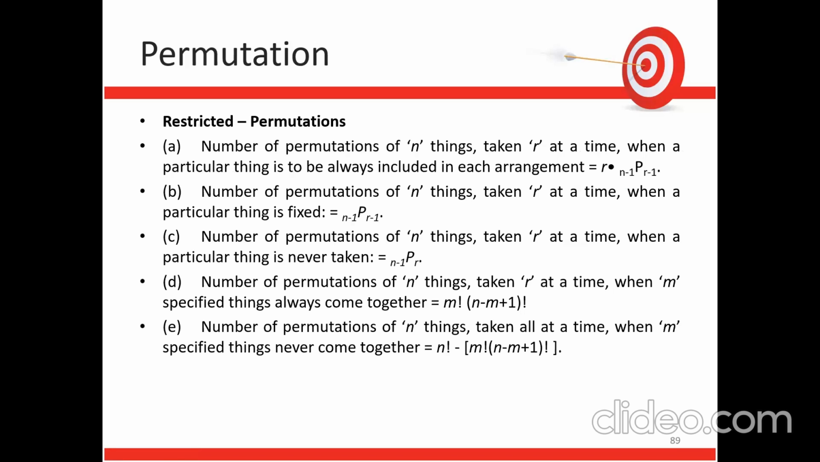D, number of permutations of n things taken r at a time when m specified things always come together is m factorial times n minus m plus 1 factorial. Number of permutations of n things taken all the time when m specified things never come together is n factorial minus m factorial times n minus m plus 1 factorial.